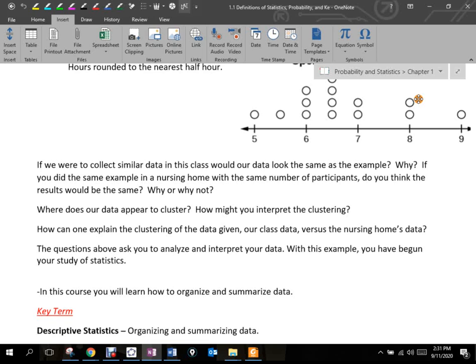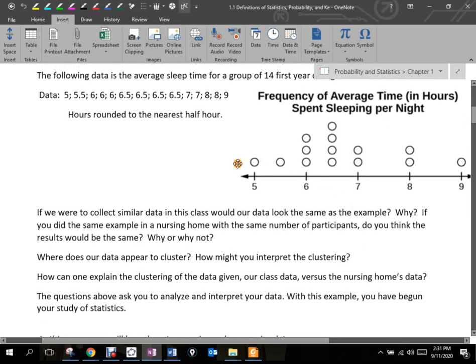This one, if you guys know what a bell curve looks like, this one kind of looks like a bell curve. Okay, and that's probably what you can expect, but they don't have to. In a nursing home, you might have a rise down here, and then a valley, and then another maximum over here. Does that kind of make sense?